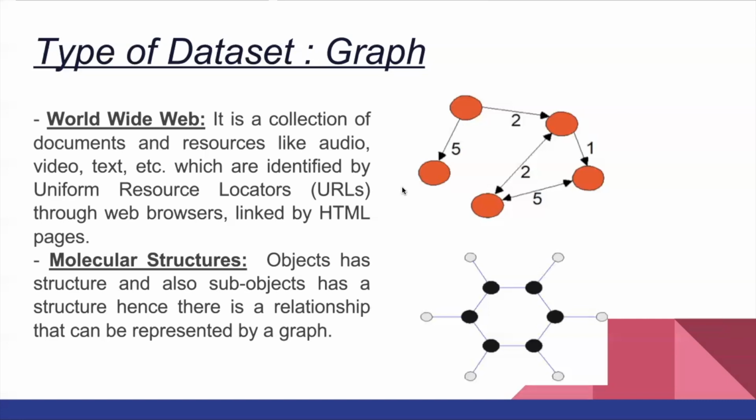So the whole dataset is mapped using the URLs. Then comes the molecular structure. In molecular structures, each structure has a definite form and has properties. When we go to a small part of that, even that part follows the same structure and has the same properties. Using this relationship, we can define it using a graph, and we can analyze it and make predictions based on it.